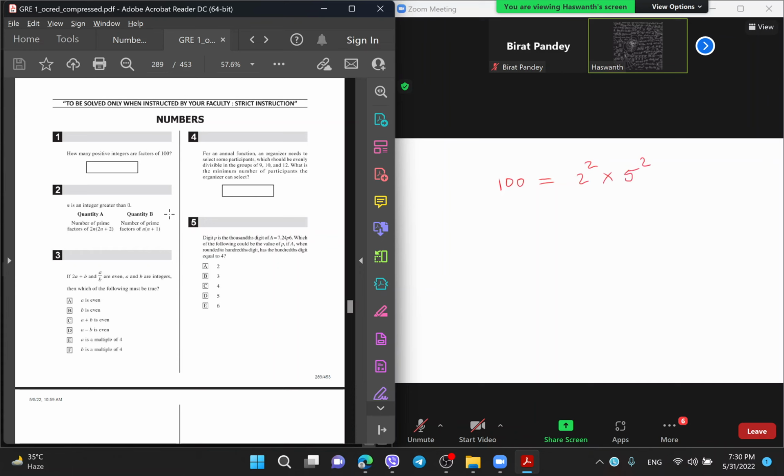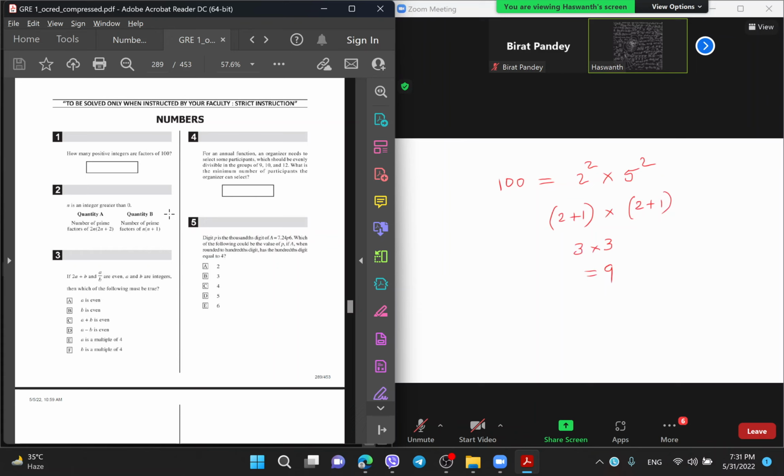Then to find the number of positive factors, use the idea that if a is a prime number, a power n will have n plus 1 positive factors. So 2 is a prime number, 2 square will have 2 plus 1 positive factors. Into 5 is also a prime number, 5 square will also have 2 plus 1 positive factors. Total 3 into 3, we say 9. So 100 has 9 positive factors.